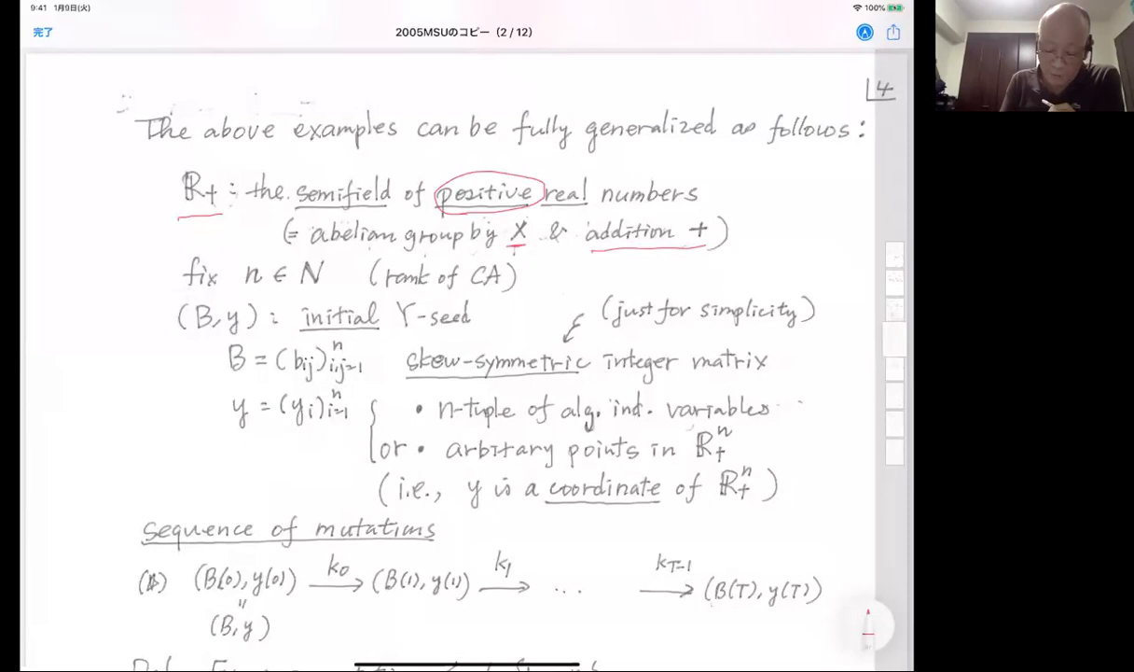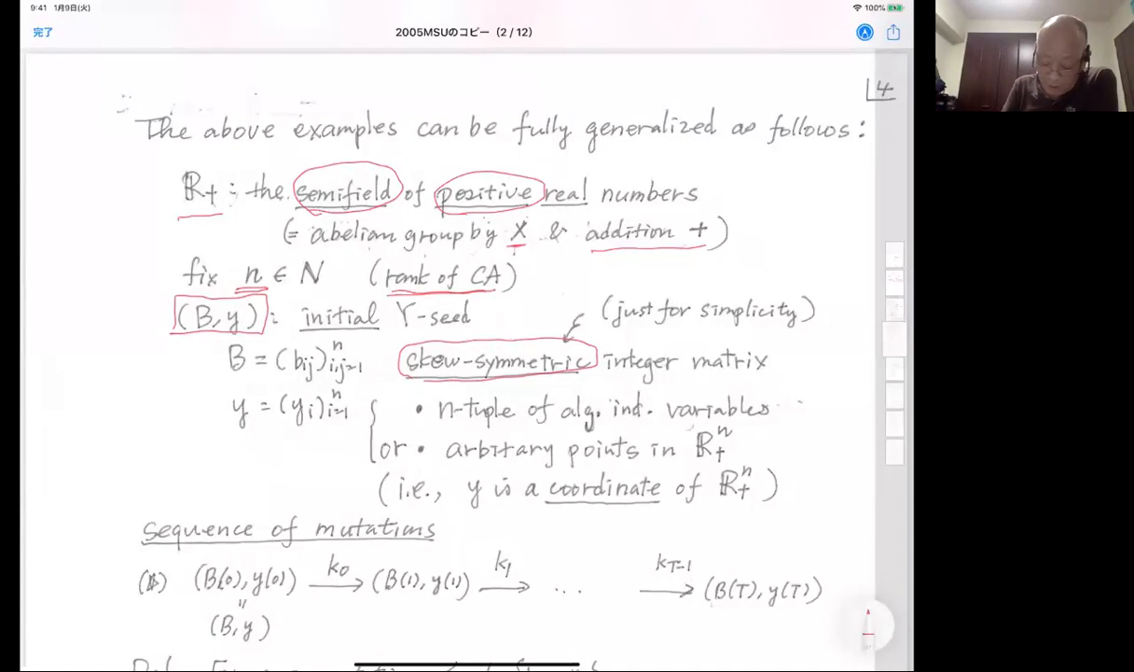And also I have to fix one integer. It is called the rank of the underlying cluster algebra. And we consider what is called a Y seed, and we consider it as the initial Y seed. Here B is, in my talk, just for simplicity, I concentrate on a skew symmetric integer matrix. But of course, it can be replaced by the skew symmetrizable case, but the formula needs some modification. And the y variable belongs to, you may think, in two ways.